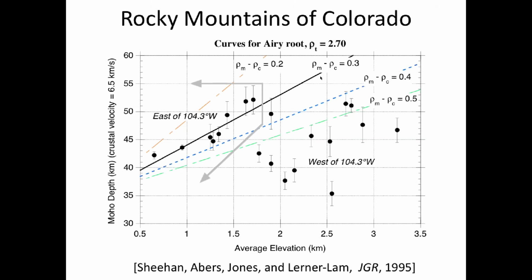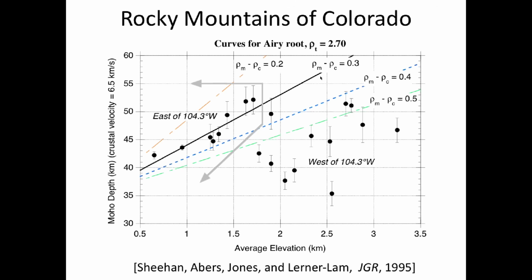Craig Jones, and Art Lerner-Lamb, back now years ago. This is a plot of the average elevation on this axis going from the plains, obviously a half kilometer high, versus the Moho depth, the thickness of the crust over here. Now, ordinarily, if you had Airy isostasy, you'd have a linear trend going through this, because as you raise the height, you'd have to thicken the crust. And you don't see that at all.